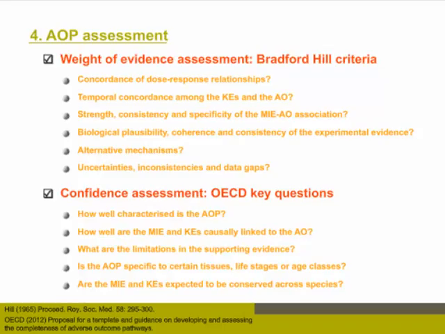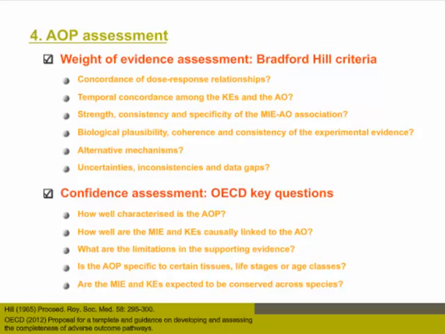The first approach is a so-called weight of evidence assessment, which should be done by meeting the so-called Bradford-Hill criteria. Now, these Bradford-Hill criteria, without going into the details, this is something that comes from the field of epidemiology, and that define the minimal criteria that should be met in order to establish a causal link between events. So in this case, between the information blocks of an AOP.